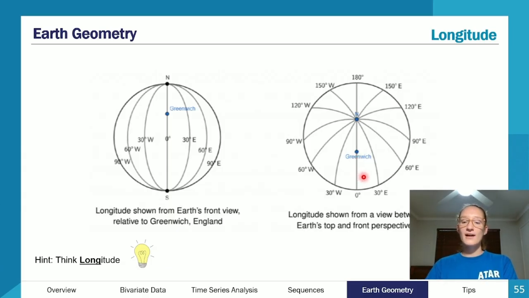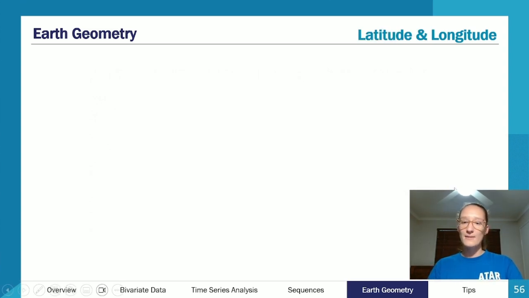So you can see that as we go around here, we go 30 degrees east, 60 degrees east, 90 degrees east, 120, 150 degrees east, and then back around at 180 is the back, which is just where east and west merge. So that hopefully will help illustrate that in your head a little bit more.